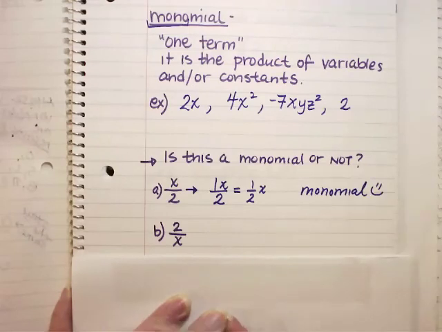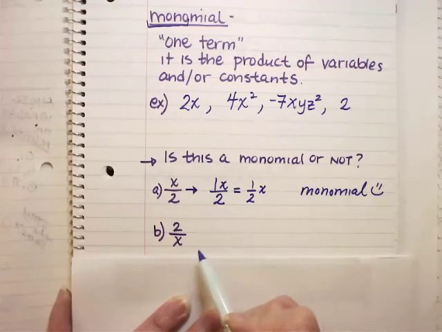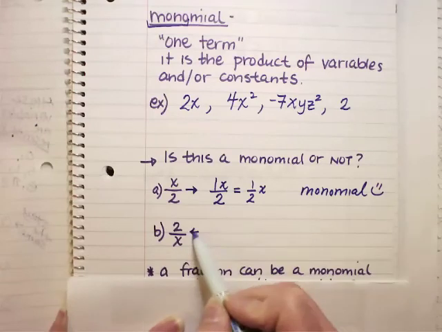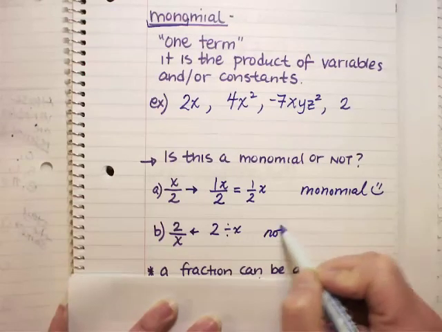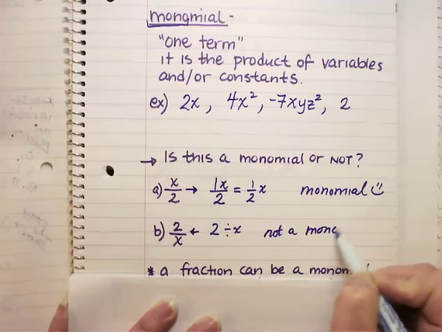Okay? 2 over x is not a monomial because this means 2 divided by x. It is not a product. So it is not a monomial.